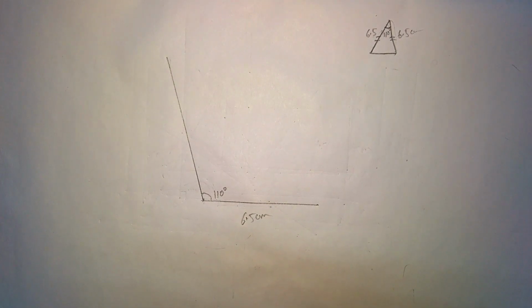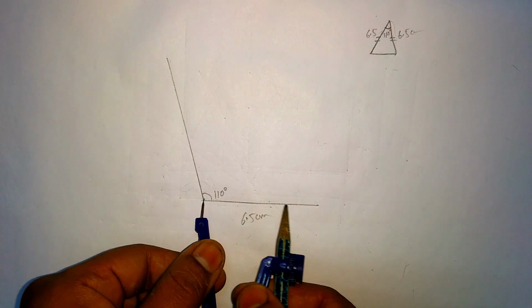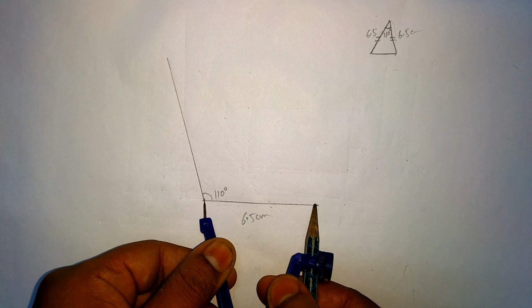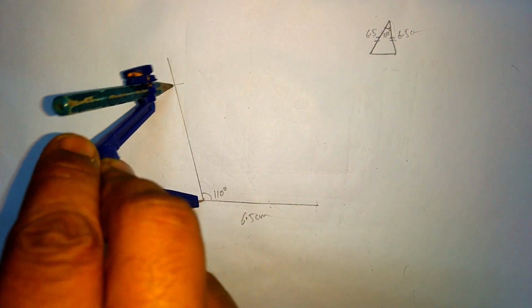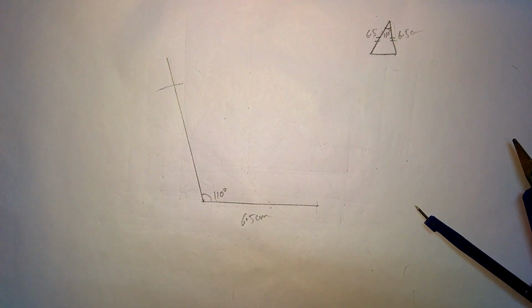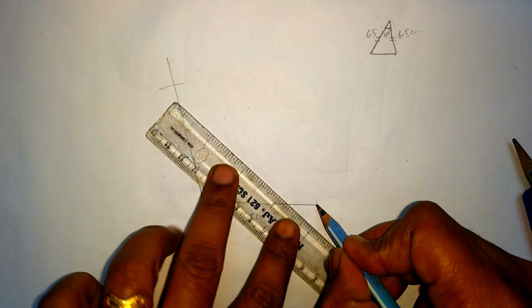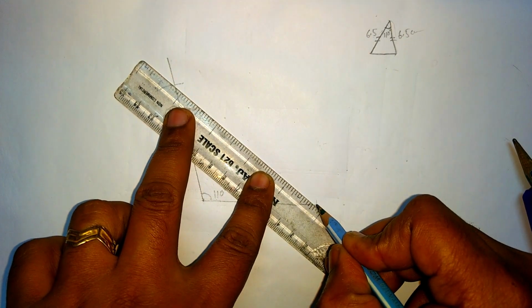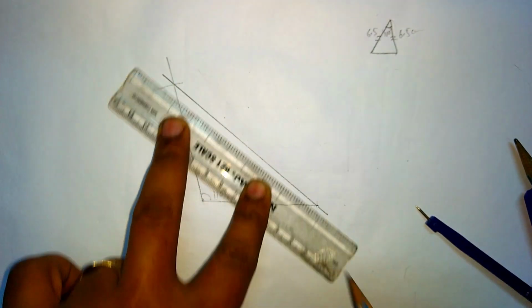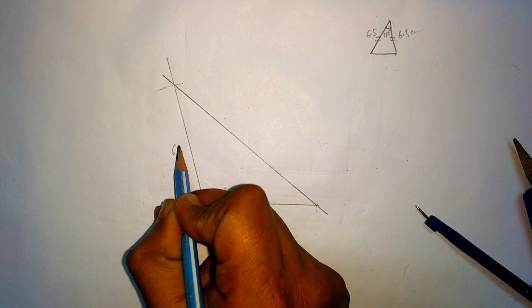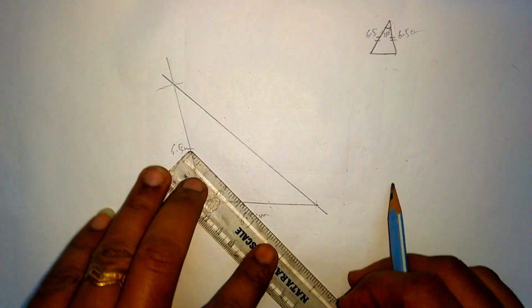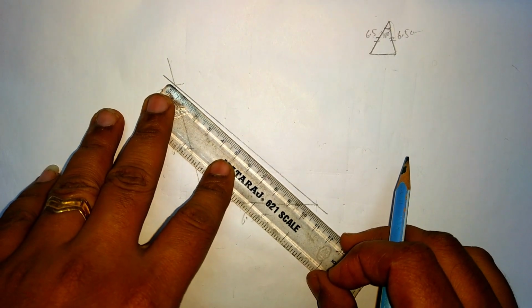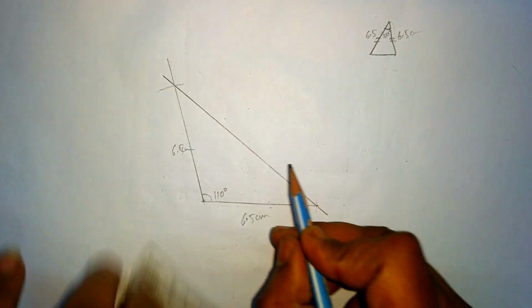Now since it is an isosceles triangle, so we will measure the same line, and we will cut this line. Now simply join these 2 points to make a triangle. The measure of this line is also 6.5 centimeter. Now they have said to measure the base angle, so we will measure it. Whatever measure will be there, you have to write here.